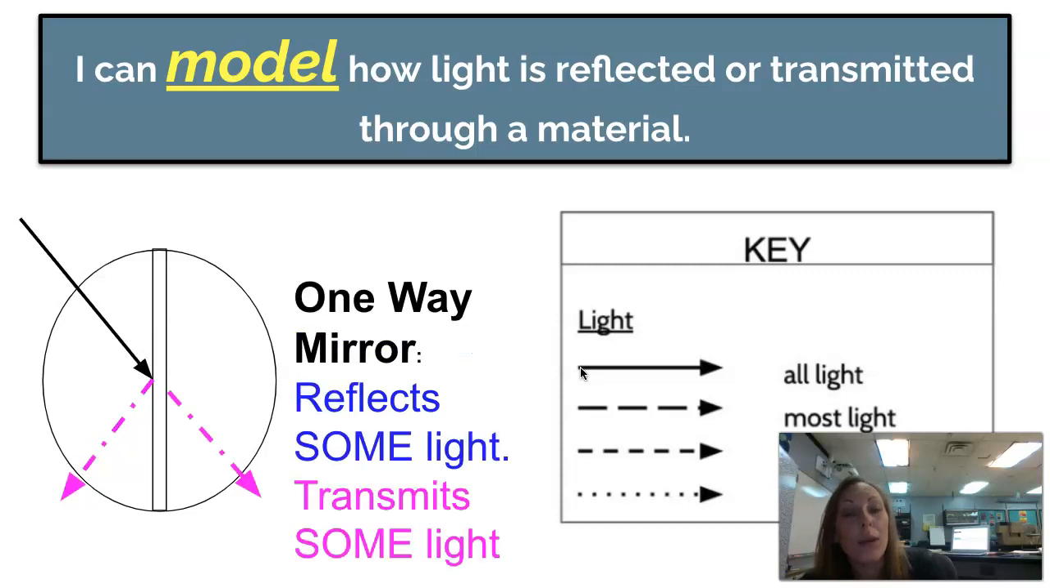And then with a one-way mirror, it does both. Oh, this should be blue. Sorry, this line right here should be blue for the reflecting. But it's reflecting some and transmitting some. So we use this key here to show how much of the light is doing what.